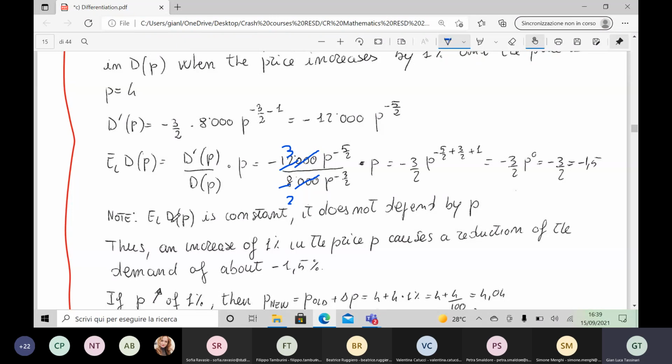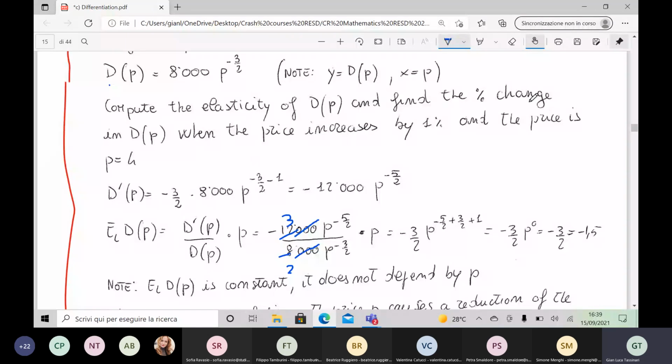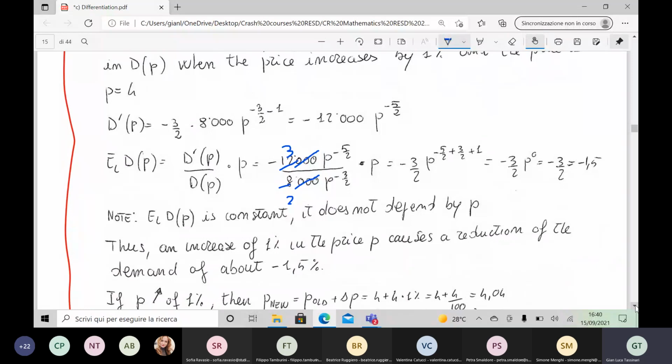But this is an approximation. Here, however, I asked for the elasticity and to find the percentual change in the demanded quantity when the price increases by 1% and the price is 4. I didn't ask for an approximation. So we can try to compute now the exact percentual change in the demanded quantity when the price, starting from 4, increases by 1%. And we can then compare this result with the approximation that we got by using the elasticity.